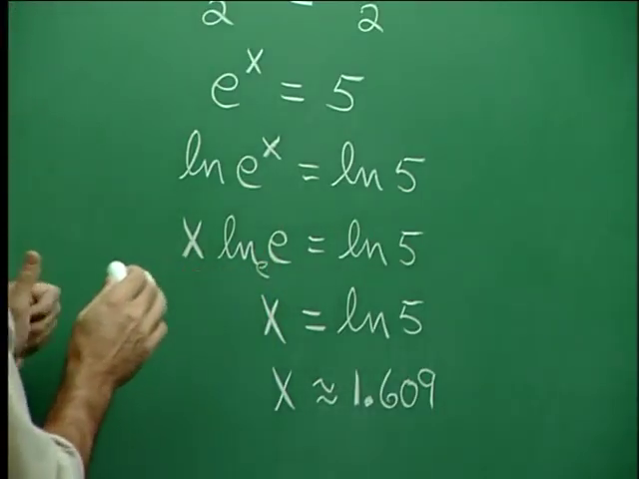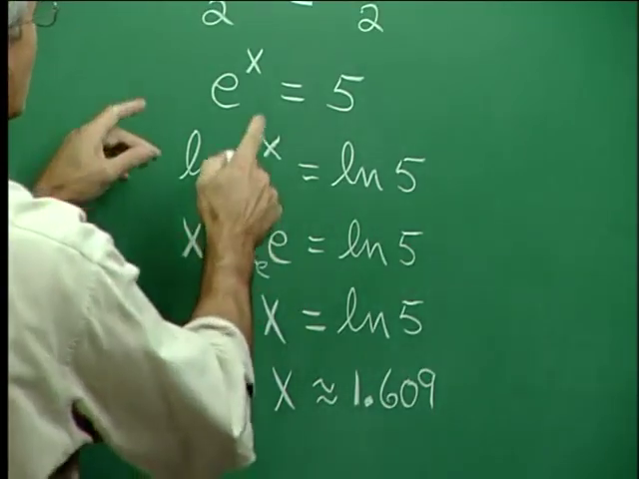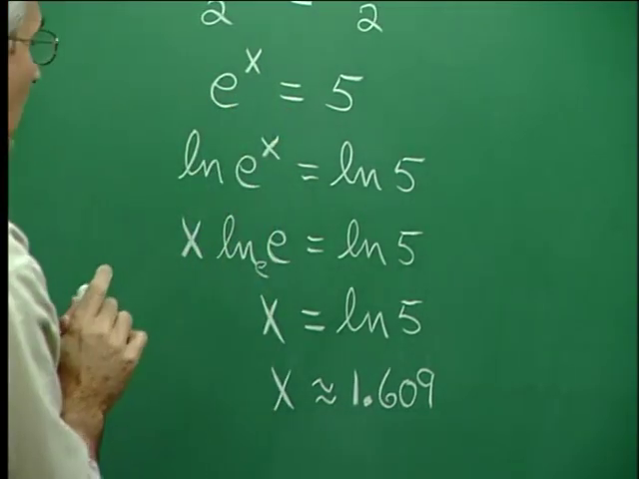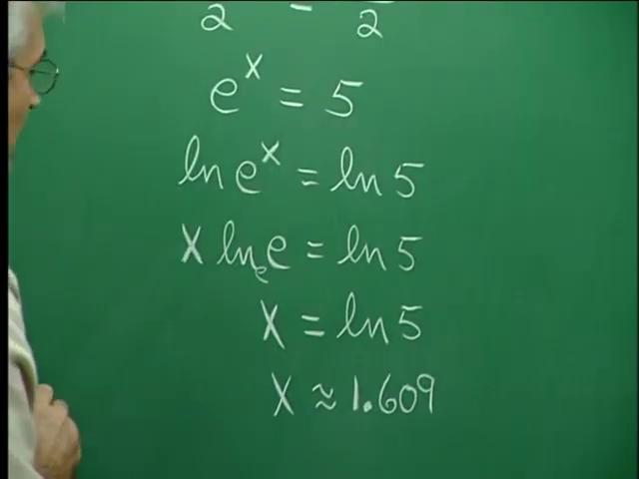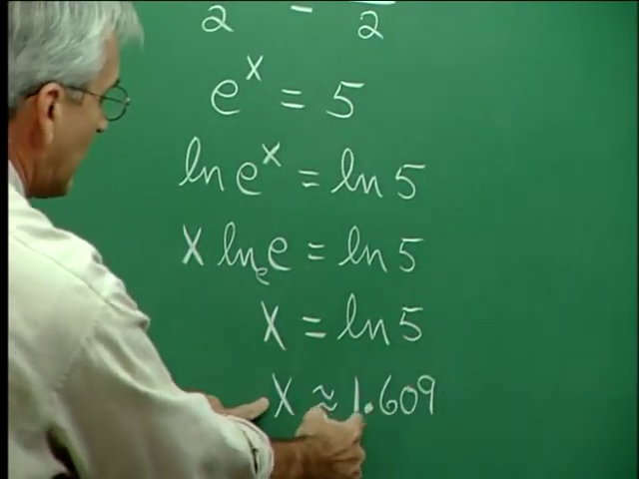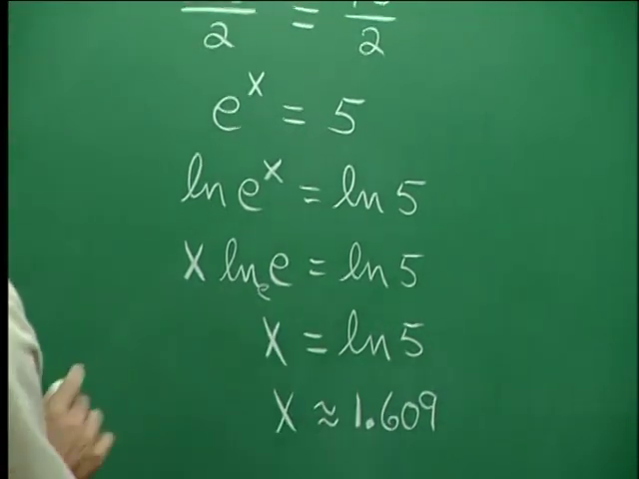So that's the beauty of using natural log when we have e as the base of our exponential function or equation. So at any rate, we have x is ln 5. Ln 5 is approximately 1.609. So we have our answer.